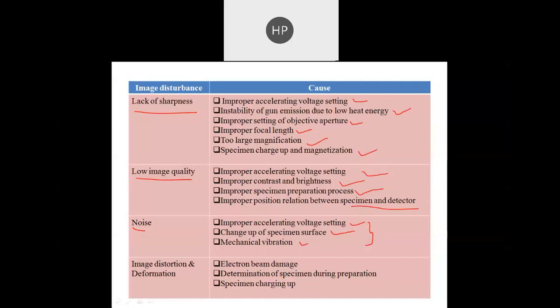And then image distortion and deformation. So how is this generated? Because of electron beam damage, deformation of the specimen during preparation, and specimen charging up. Okay, so all these are the cause for image distortion and deformation. Your image will be distorted, or it will be deformed. So to reduce that, we have to focus on these elements, so that we can eliminate this problem.